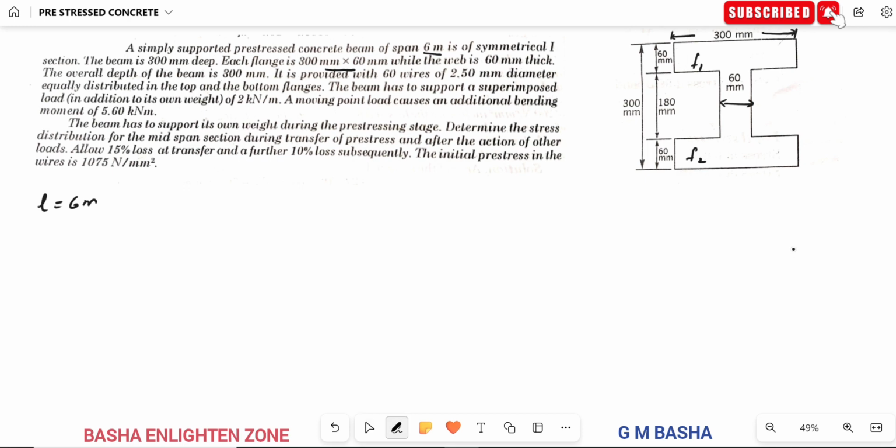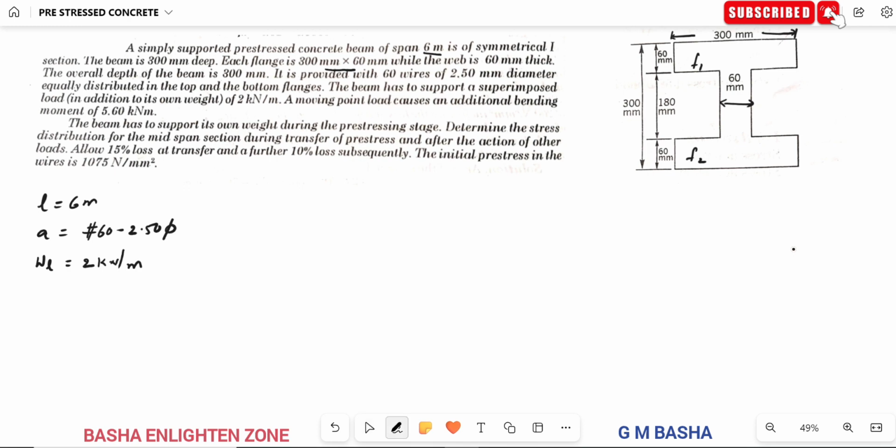Then it is provided with 60 wires of 2.5 mm diameter. So I am taking here A will be equal to 60 wires of 2.50 mm diameter, equally distributed in the top and bottom flanges. The beam has to support a superimposed load in addition to its own weight. That one will be equal to 2 kilonewton per meter, in addition to its own weight.